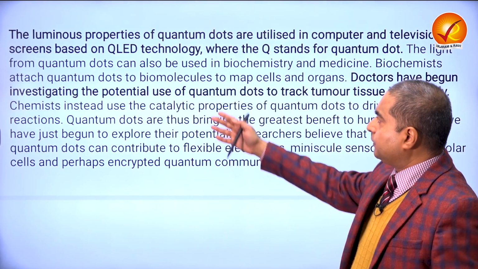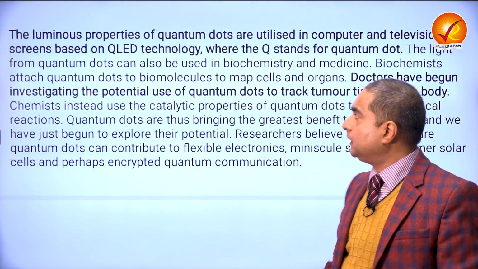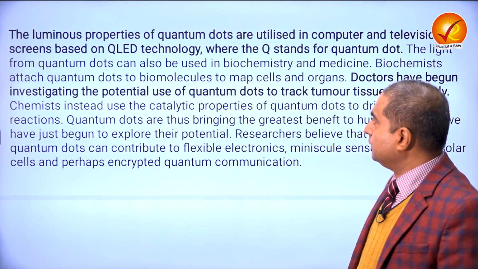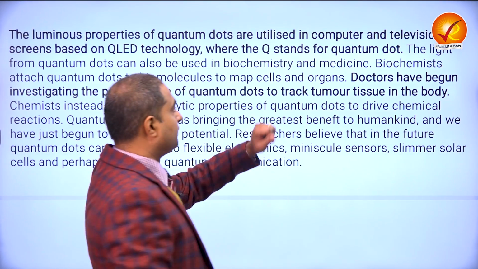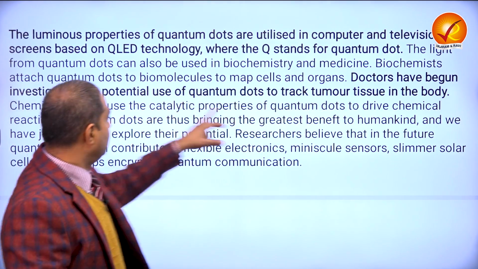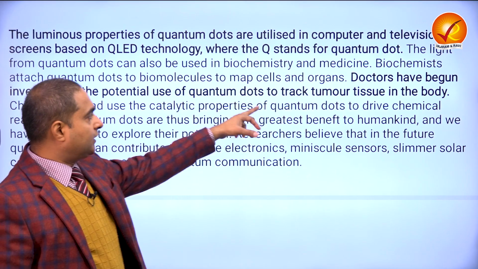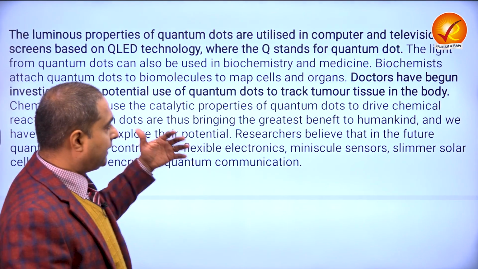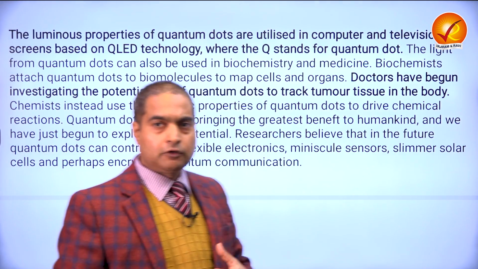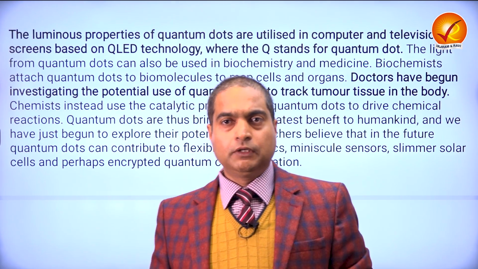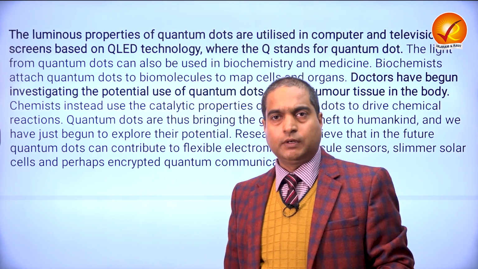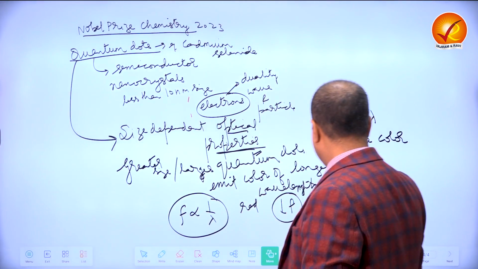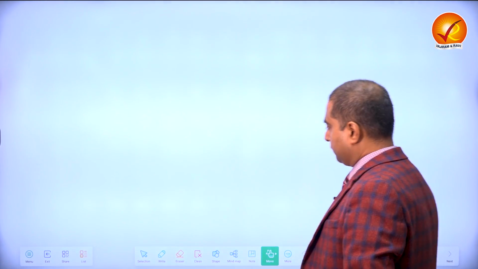Another example is that the luminous or fluorescent properties of quantum dots are utilized in computer and television screens based on QLED technology, where Q stands for quantum dot. Doctors have also begun investigating the potential of quantum dots to track tumor tissue in the body. So nanotechnology is also an integral part of the Nobel laureates' work in finding the properties of quantum dots.